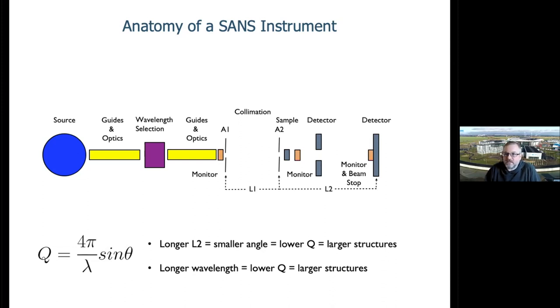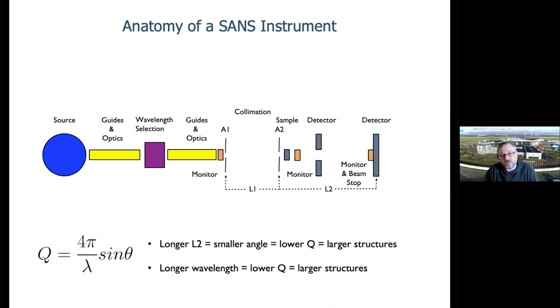If you remember back, I said that the differential cross section is given by the number of scattered neutrons in a given direction divided by the total number of incident neutrons per second. So we need a means of determining how many neutrons per second are actually hitting our sample, and then what fraction of those are scattered. And so we have here a series of beam monitors that allow us to measure those.